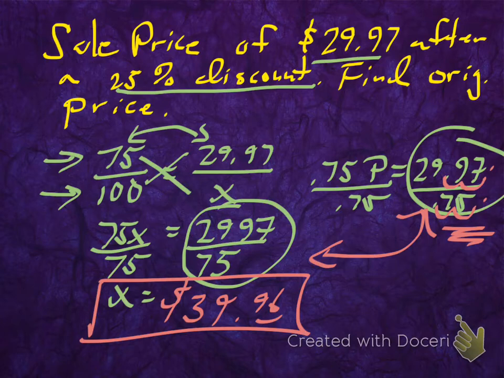Okay, and I'm not going to go through the full check on this one, but that's about $40. And so if something is $40 and I take 25% off, I'm taking a quarter of the price off. I'm basically taking $10 off. So I ought to get something really close to $30. And sure enough, I did.